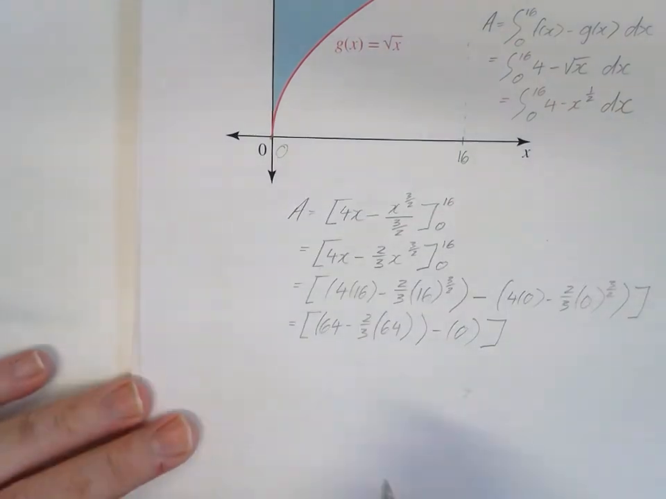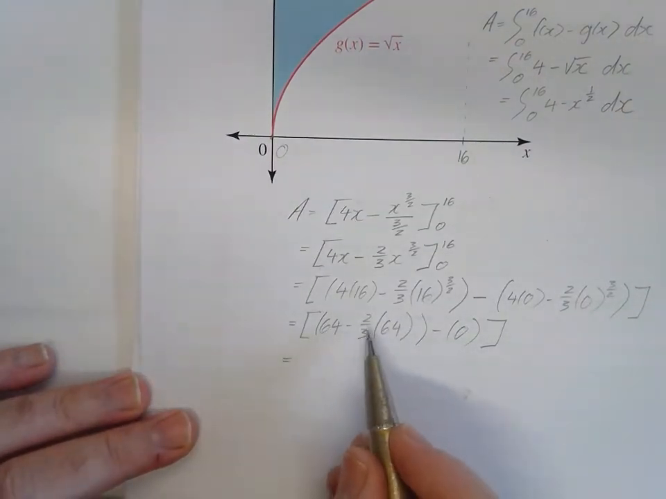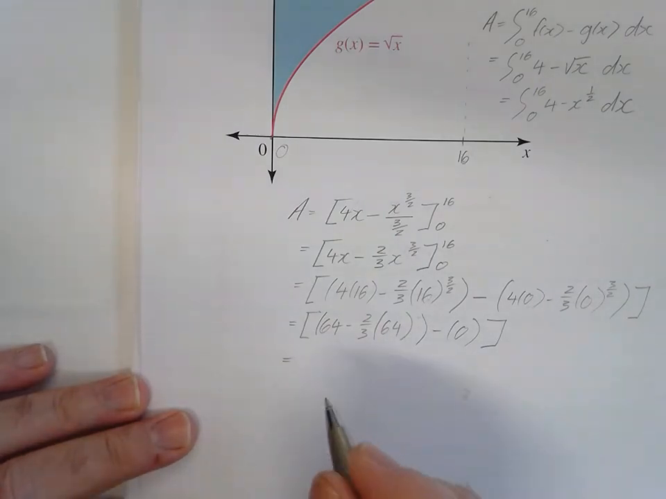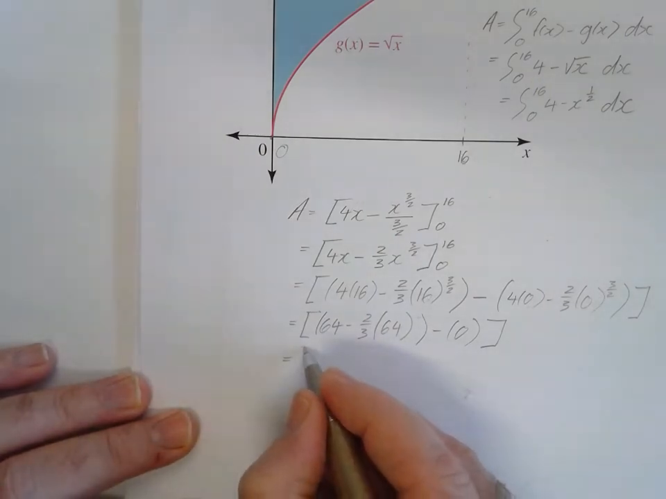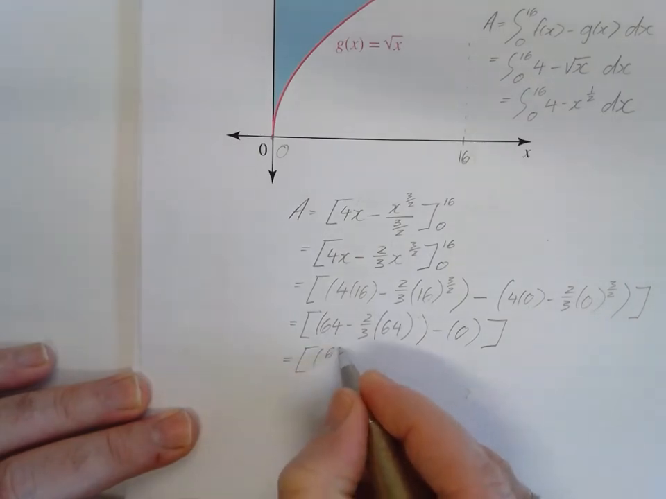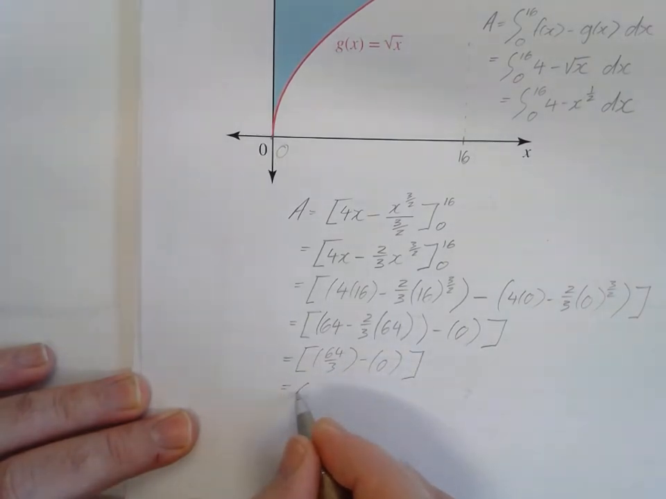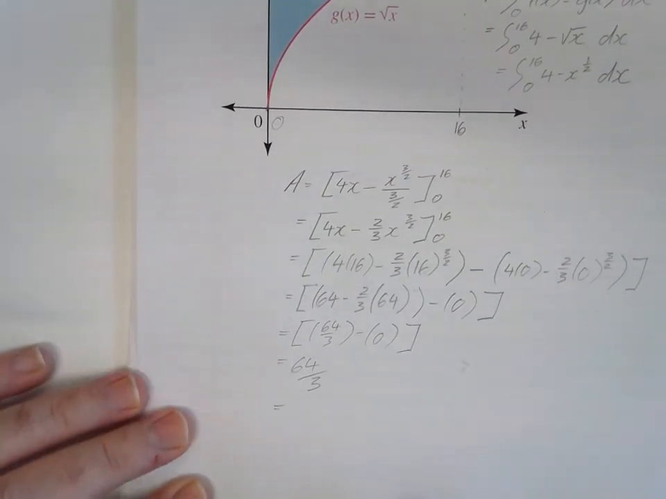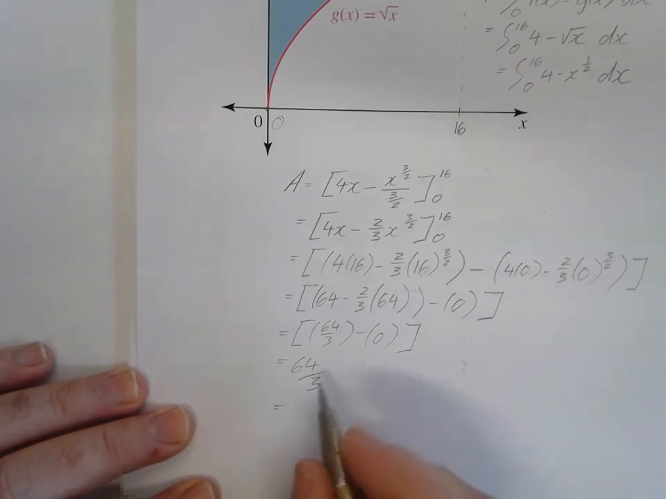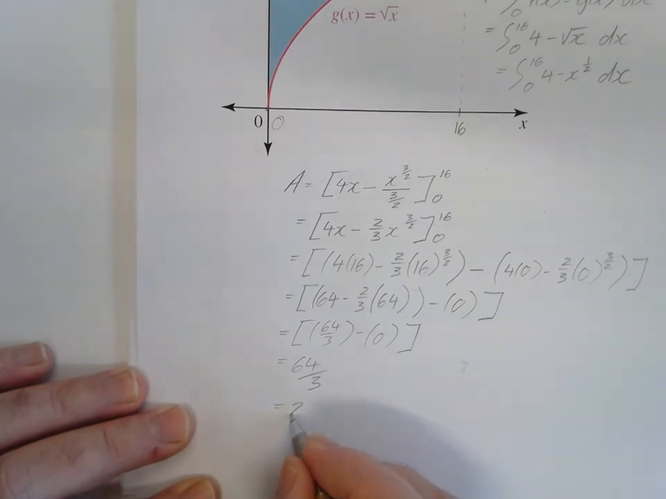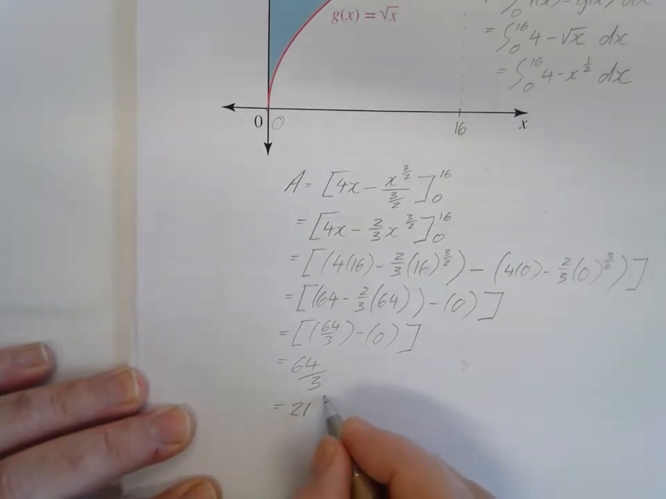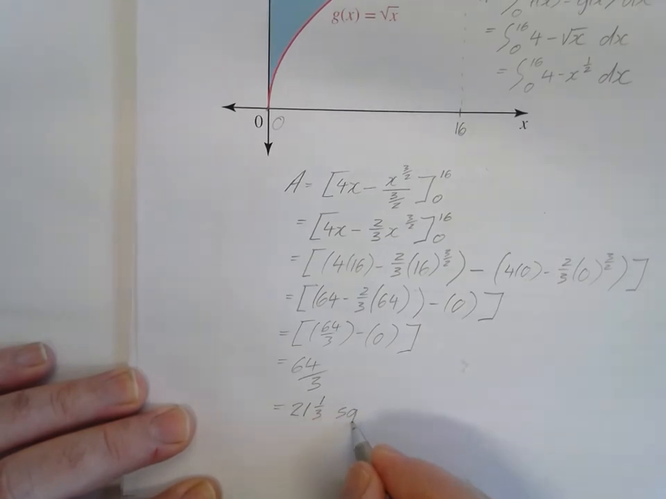Now finally 64, take 2/3 of 64 is going to leave 1/3 of 64, which is 64 on 3. So I will have 64 over 3 minus 0, which is 64 over 3. Changing that to a mixed numeral, 3 into 60 is 21, so it'll be 21 whole and 1/3. Our units here are square units. And that is it.